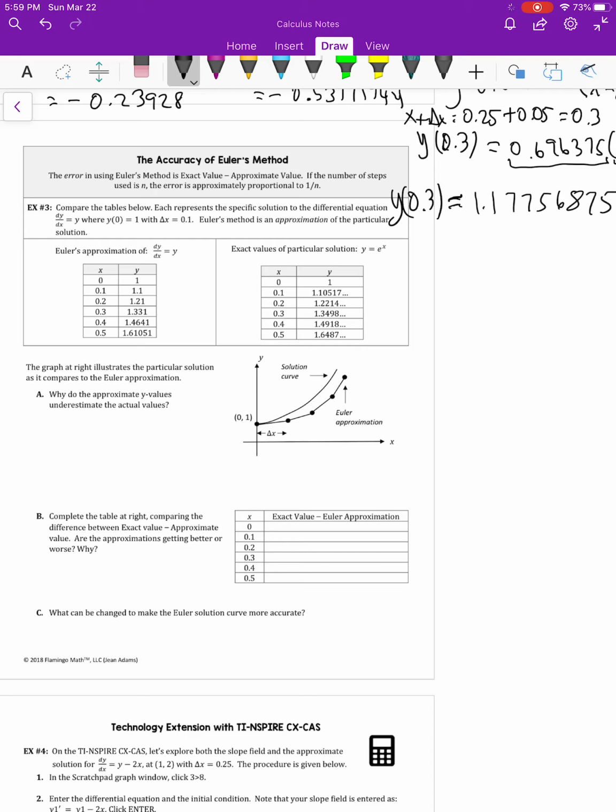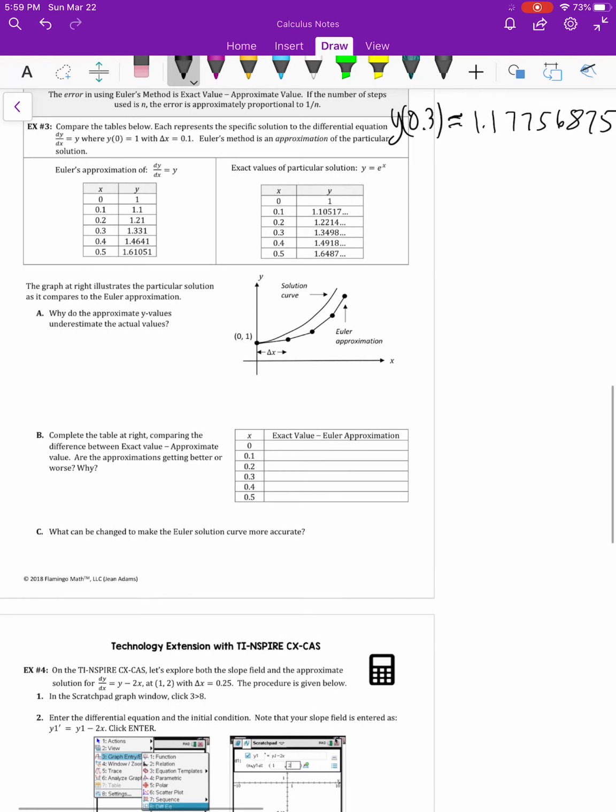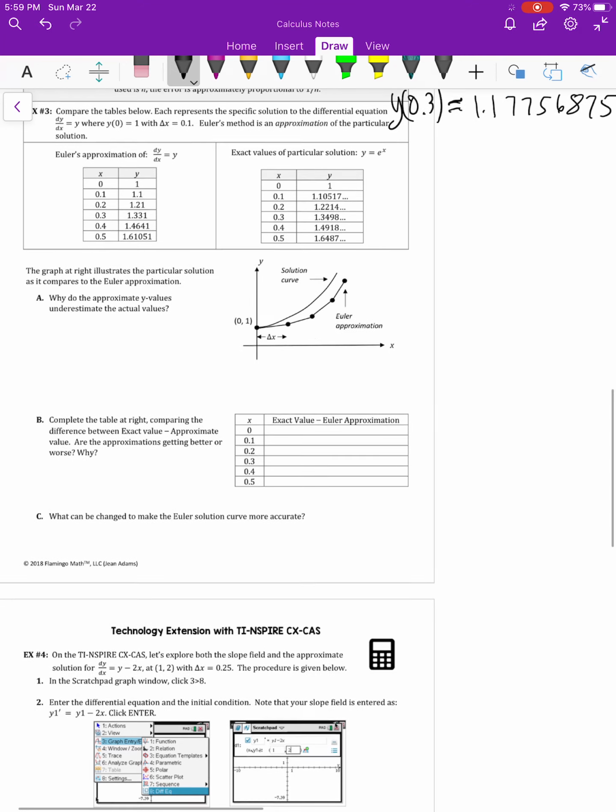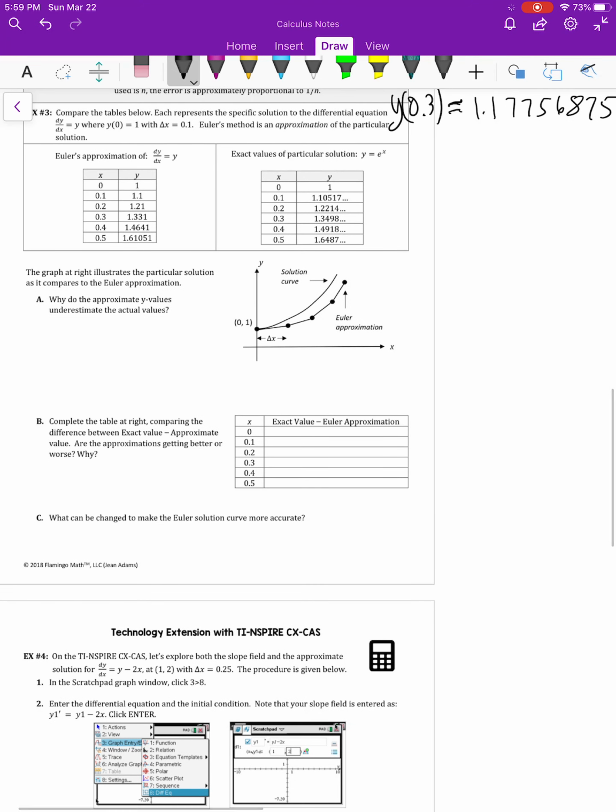Of course, 0, 1, 0, 1. At 0.1 it is 1.1, and this one is 1.10517. At 0.2, 1.21, and this one is 1.2, so it's exact for 10 to the negative 1. 0.3, exact for 10 to the negative 1. 0.4, exact for less than 10 to the negative 1. 0.5, exact for less than 10 to the negative 1. That example just shows you what you have here.